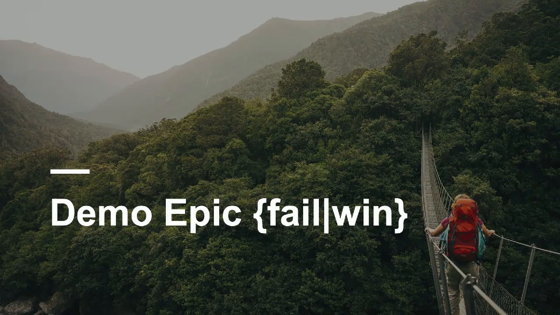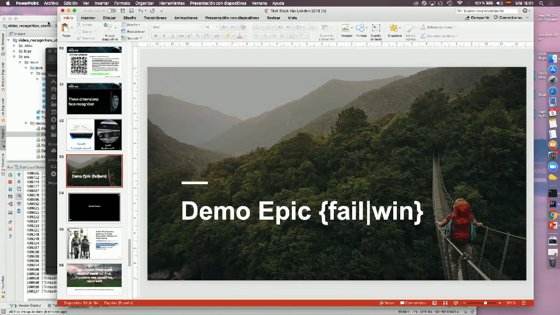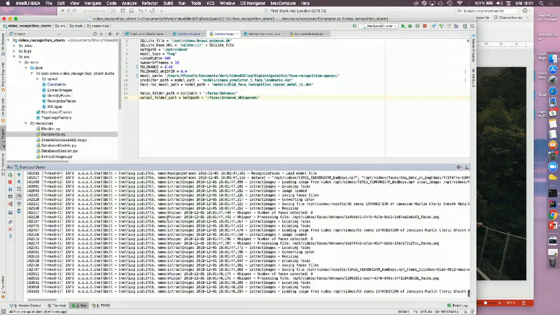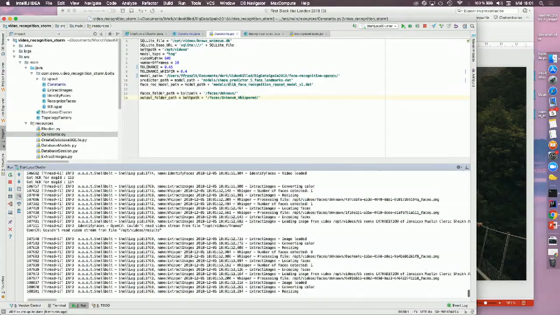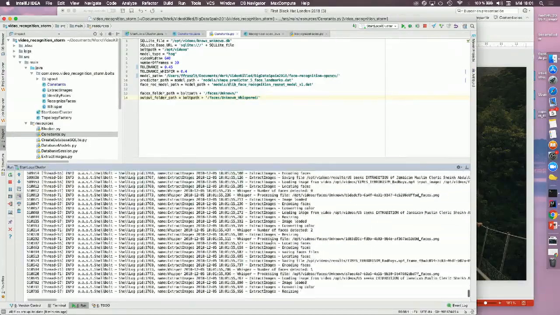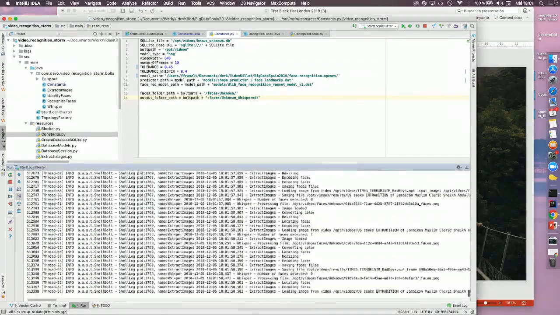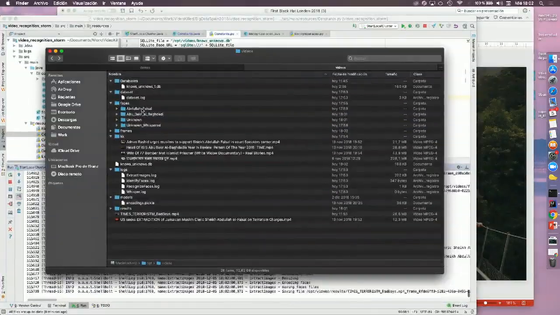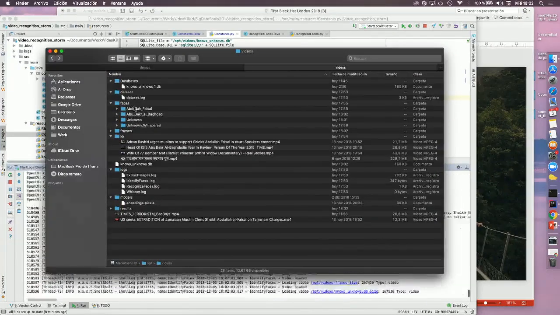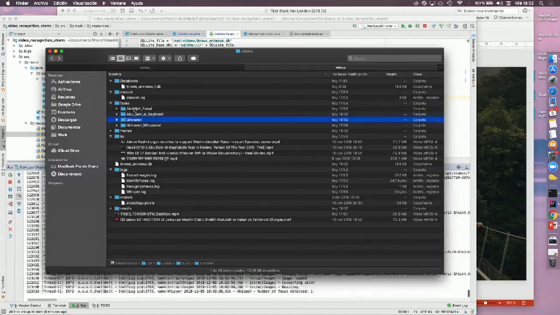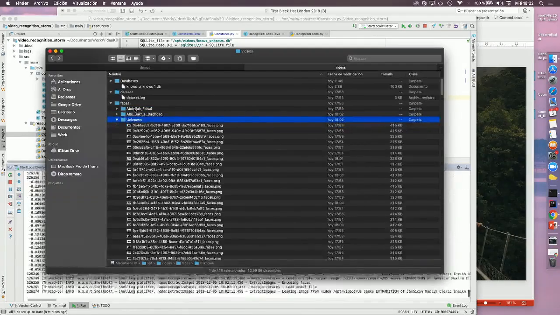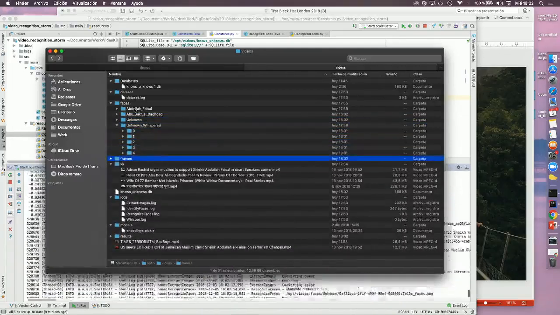So it's time to demo, epic or fail. We don't know. Don't worry, we have a video. So the idea is that the topology is working. We're just identifying, extracting, and whispering. So here are the results. In the file system, we have the people that we know, these two guys, and the people that we don't know, classified.